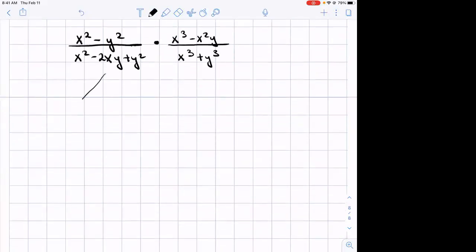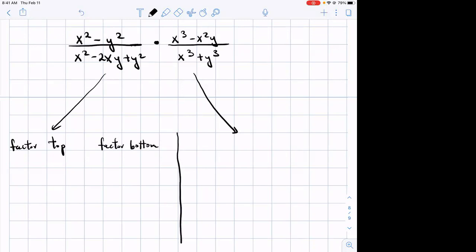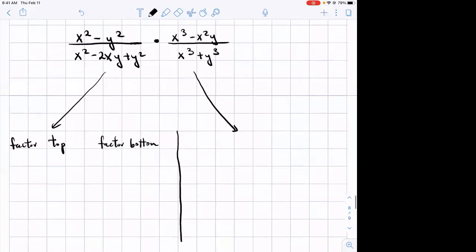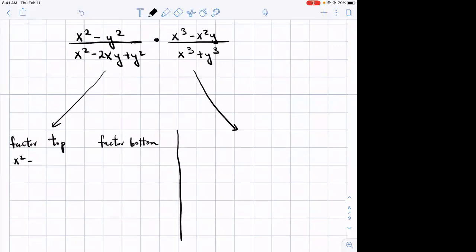So as I did before, I'm going to factor the top and I'm going to factor the bottom if possible. That's the left side of the problem. So the top is x squared minus y squared. The bottom is x squared minus 2xy plus y squared.